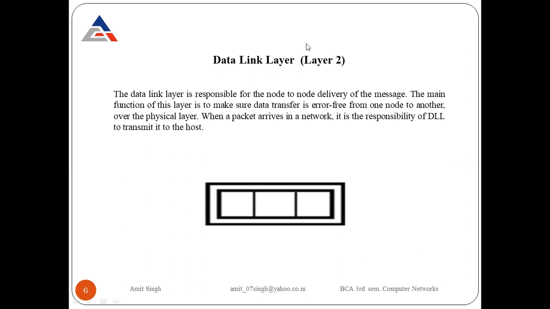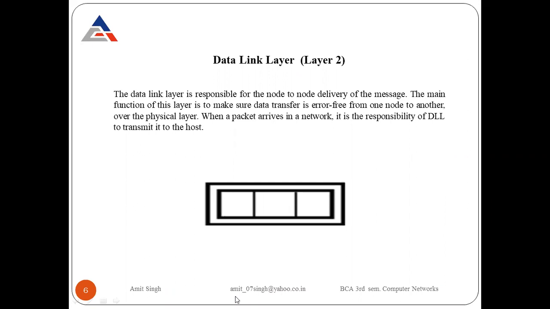So in the case of the data link layer, the first responsibility is that this layer is responsible for node to node delivery of the message. Node to node, or you can say from system to system delivery of the message. The main function of this layer is to make sure that the data that is going to be transferred from the sender to the receiver remains error free. What it means is that no error should be there. It is the responsibility of the data link layer.